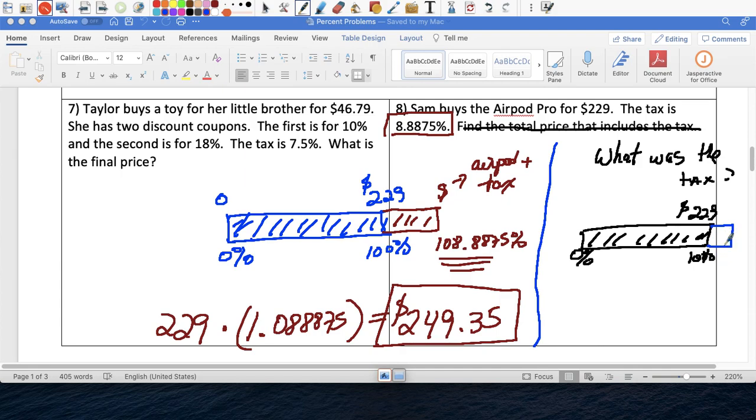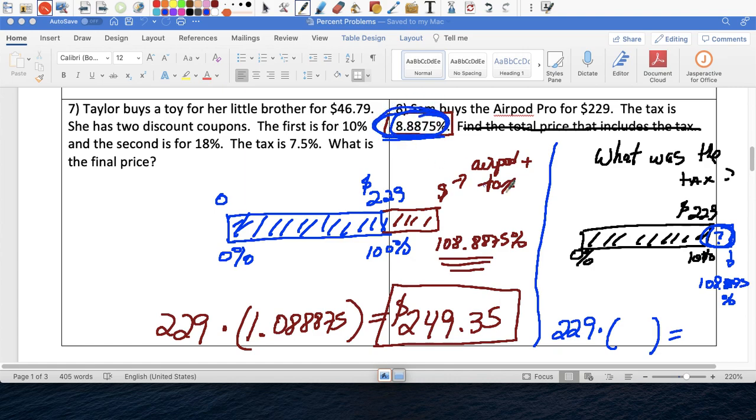And that's, remember, it's 100% plus the 8.8875 is going to take us to 108.8875%. Sorry about that. So now the thing is, here's my 229, and they're asking you, hey, how much is this? Just this chunk. What's the tax? Is it $5? Is it $6? Is it $7? What is it? Well, in this case, because they're asking us for a tax, I'm not multiplying that by 108.8875.